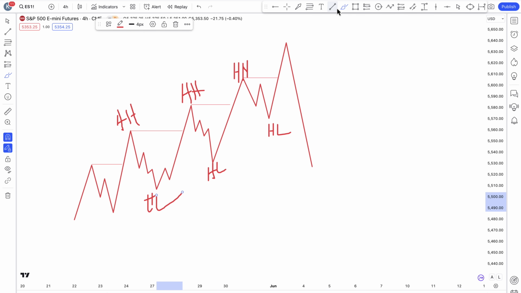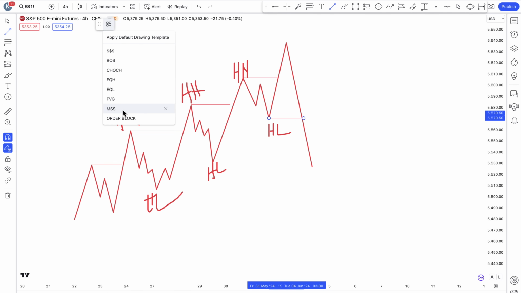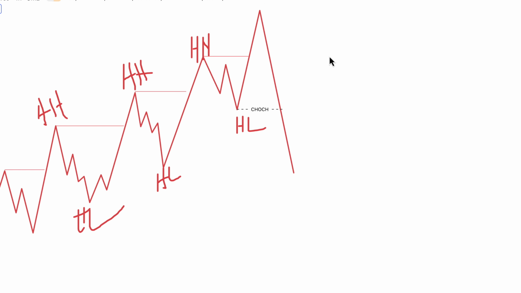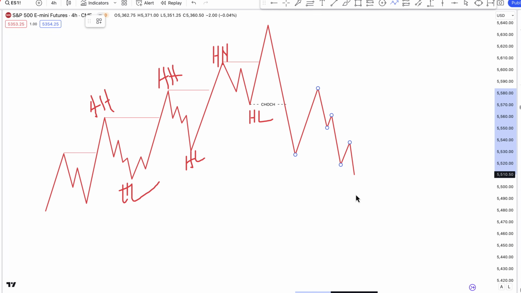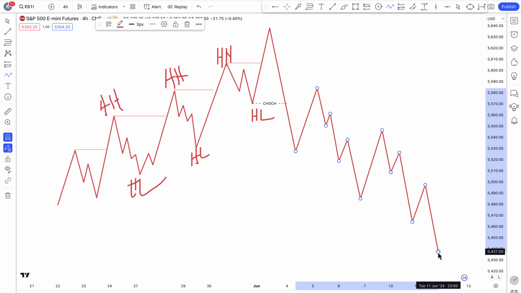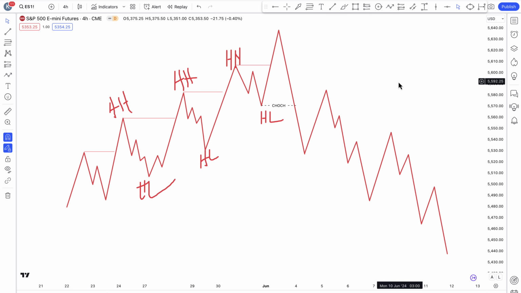But if we end up seeing something like this, boom, we call it a shift in market structure or a change of character. They are the same thing, guys. This is the only basis on which we will change our bias from an uptrend to a downtrend.